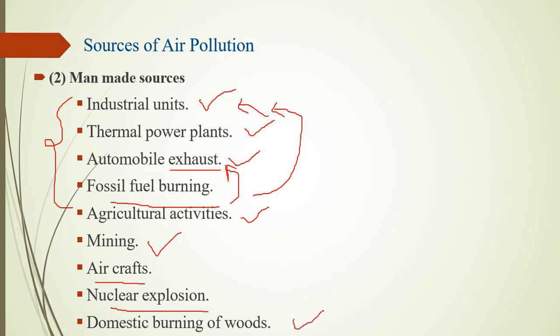Domestic burning of food. Domestic burning means, in villages, in many places there is a chulo, a traditional stove, which is lit and on it we cook food. That is also creating air pollution. We do not give complete combustion in our cooking process, but a partial burning process, and it creates highly white smoke.